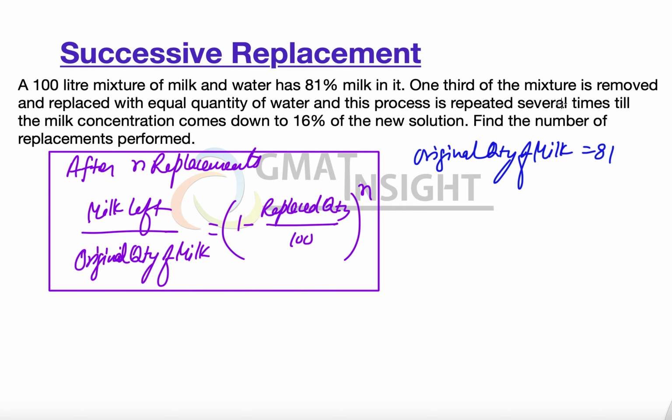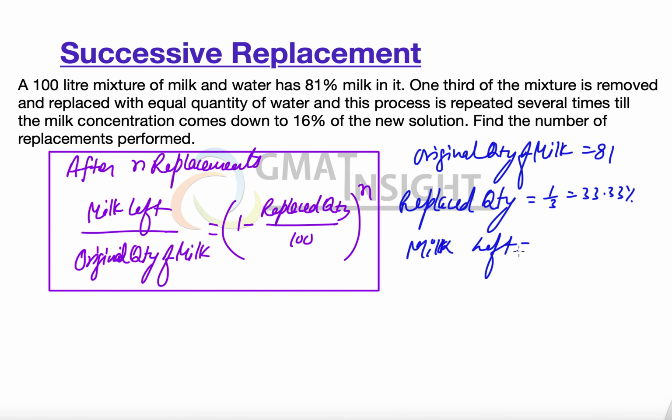Now 1/3 of the mixture is removed. That means the replaced quantity is equal to 1 over 3, or we can say 33.33% is replaced with an equal quantity of water, and this process is repeated several times till the milk concentration comes down to 16%. Now milk left is equal to 16 liters. The question is how many iterations are needed. So we just have to simply substitute all these values in this relationship.